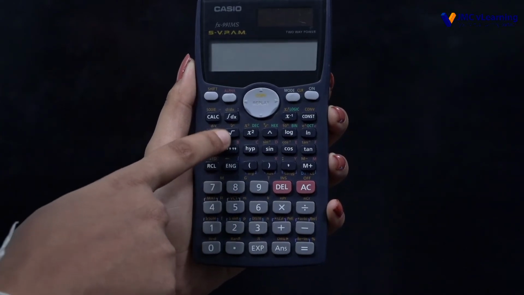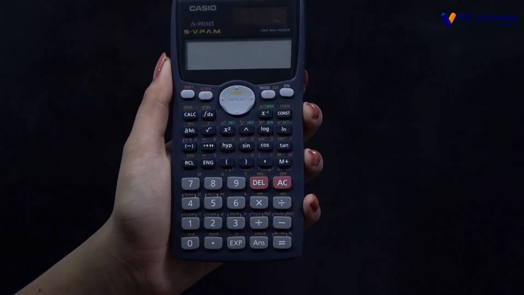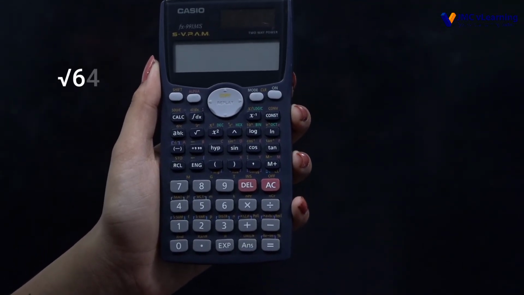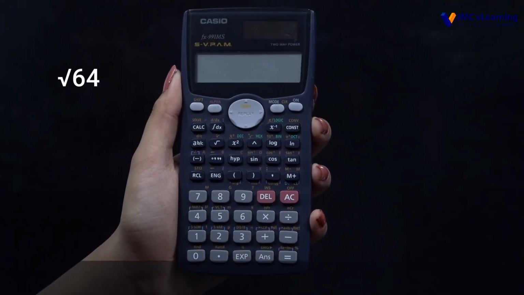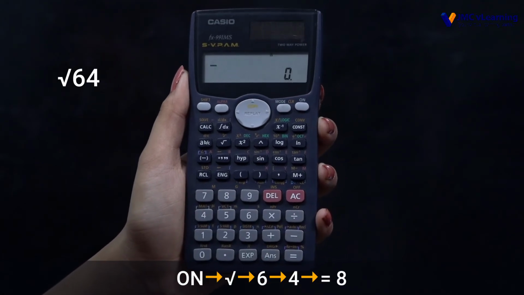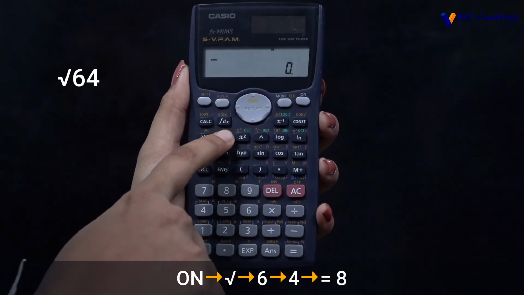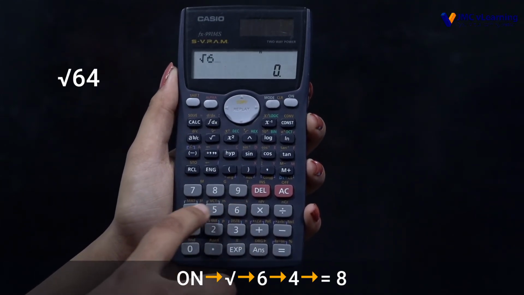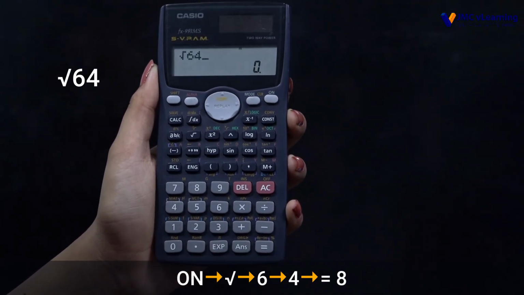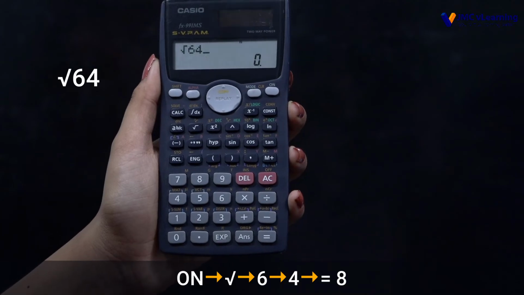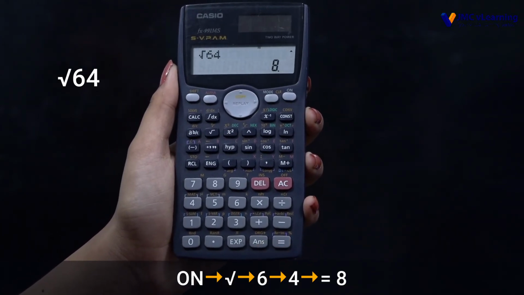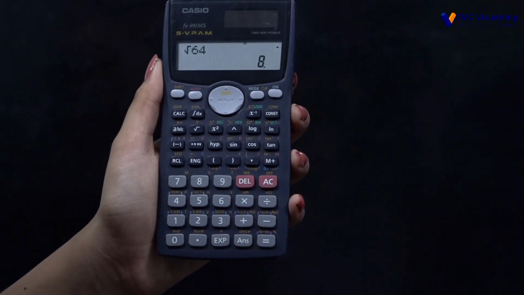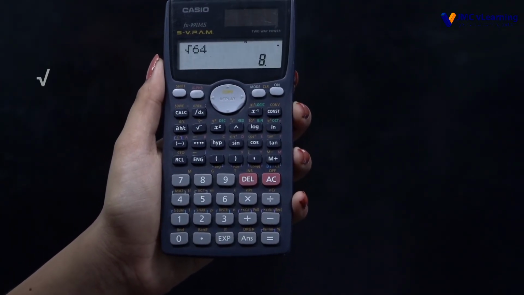Let's simplify the sums using the square root key. Here you can see the square root key. First example is the square root of 64. First you have to press the on key, then the square root key, then 6, next 4. To take the result, press the result key. The answer is 8.